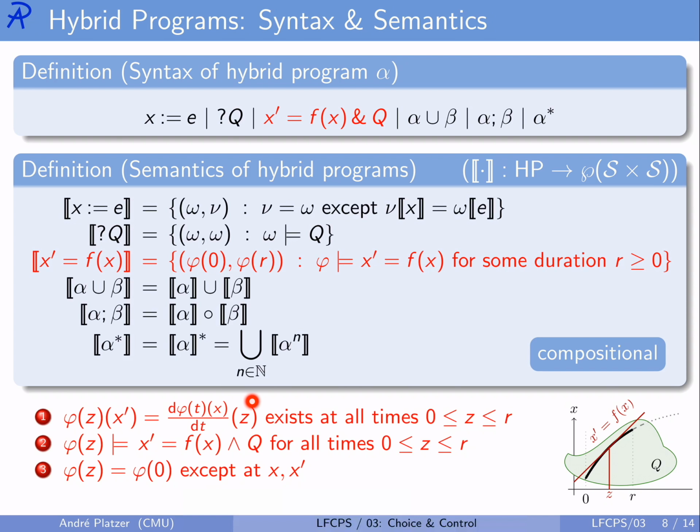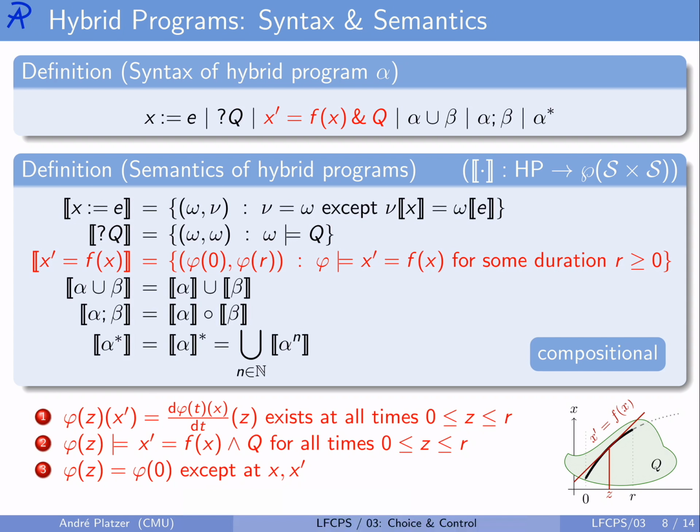In other words, this time derivative at least has to exist, otherwise it's hard to make sense of what it means to satisfy a differential equation if there is no time derivative. At the time z, the value that the solution has satisfies the formula x prime equals f of x and the evolution domain constraint q, where, remember, the value of x prime exactly is the time derivative that x has at that moment in time, and the value of the right-hand side of a differential equation is evaluated.